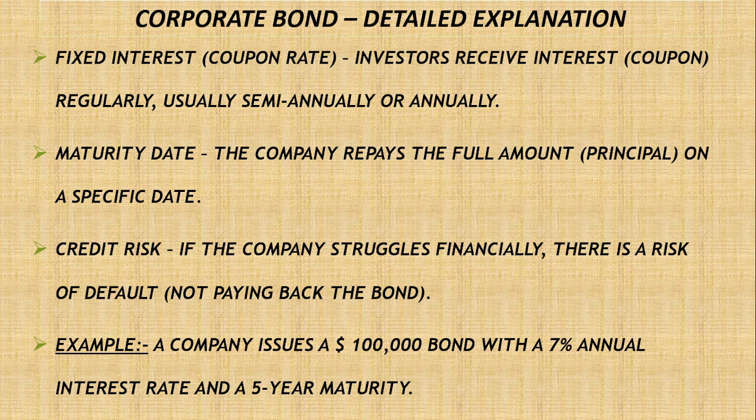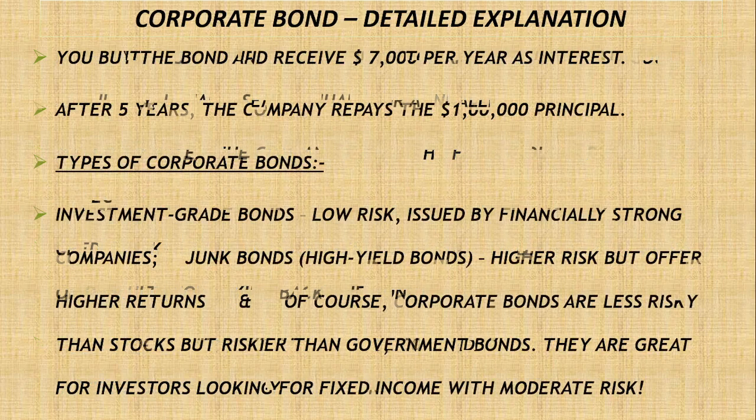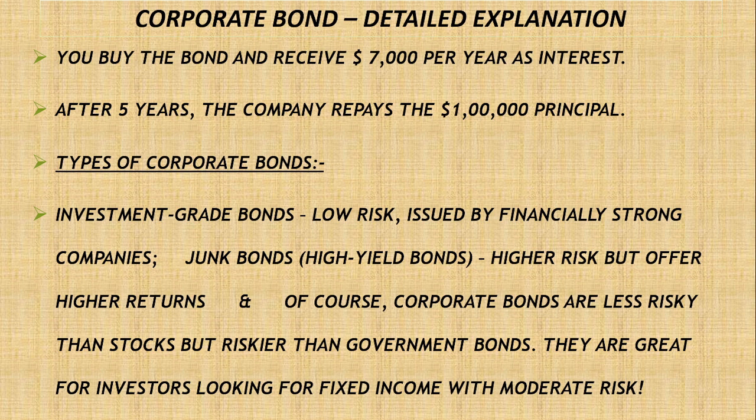Example: a company issues a 100,000 US dollar bond with a 7% annual interest rate and a 5-year maturity period. You buy the bond and receive 7,000 US dollars per year as interest. After 5 years, the company repays the 100,000 US dollars, that's the principal.